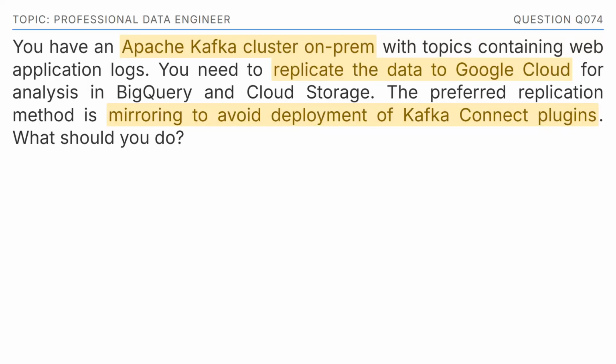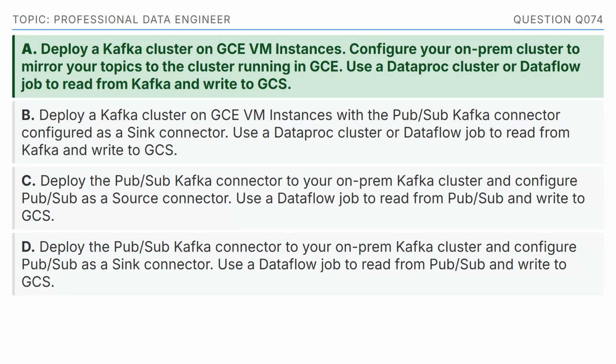To arrive at the correct answer, we focus on the keywords: Apache Kafka cluster on-prem, replicate the data to Google Cloud, mirroring to avoid deployment of Kafka Connect plugins. The correct answer is option A, deploy a Kafka cluster on GCE VM instances. Configure your on-prem cluster to mirror your topics to the cluster running in GCE. Use a Dataproc cluster or Dataflow job to read from Kafka and write to GCS.